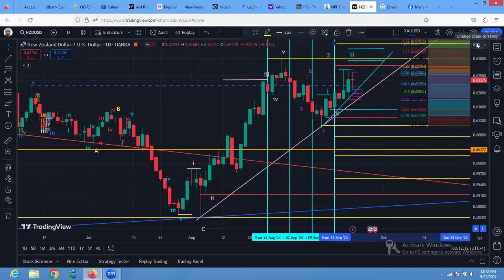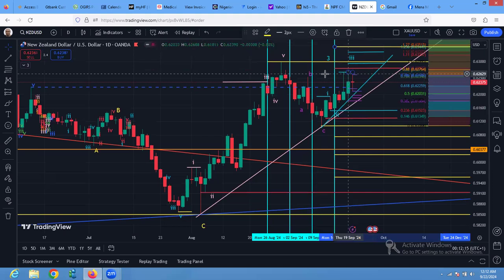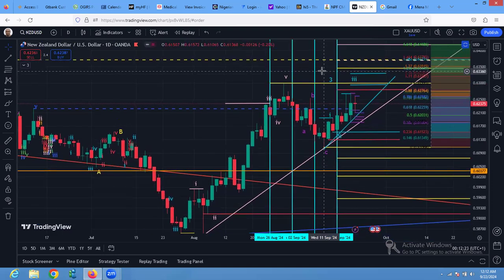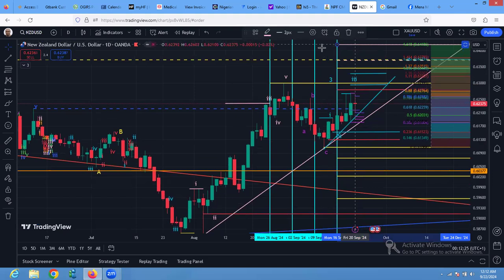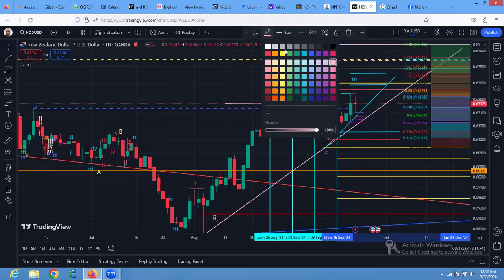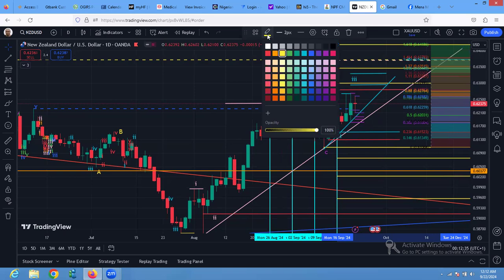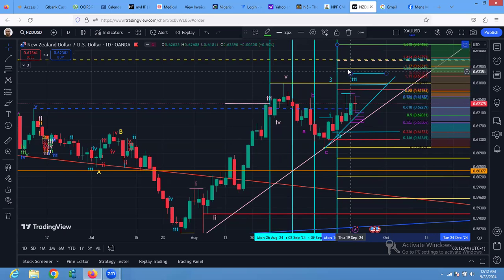And the limit that may give us now, if it's going to give us an ABC, it will now be this area here as a limit to sell again. Maybe I should just use something else. Right. What should I use now? Maybe I should use this color green for this one.